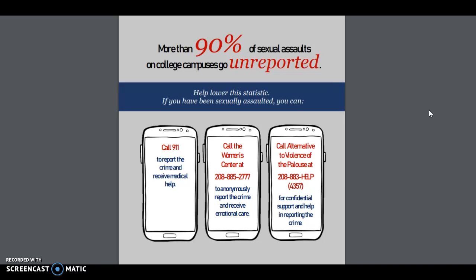Oftentimes, college-age victims may believe that calling the police is the only option for them, which can be scary when the attacker is someone you know or someone you're acquainted to. I wanted my PSA to remind everyone that there are multiple ways to report a crime and receive help.